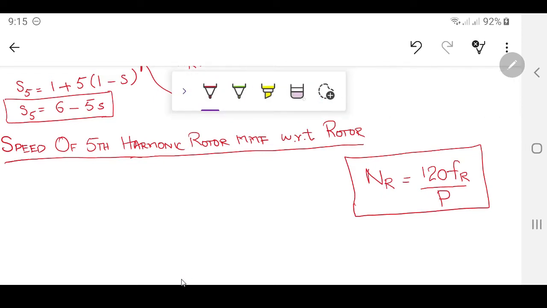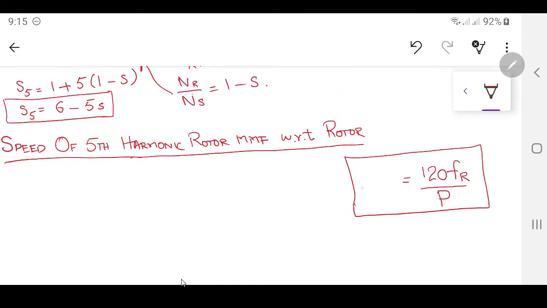Actually, let me just remove this. I can call it not NR, I can call it NS comma R. Now, what is NS comma R? This is the rotor MMF speed, because the rotor is also going to have an MMF.